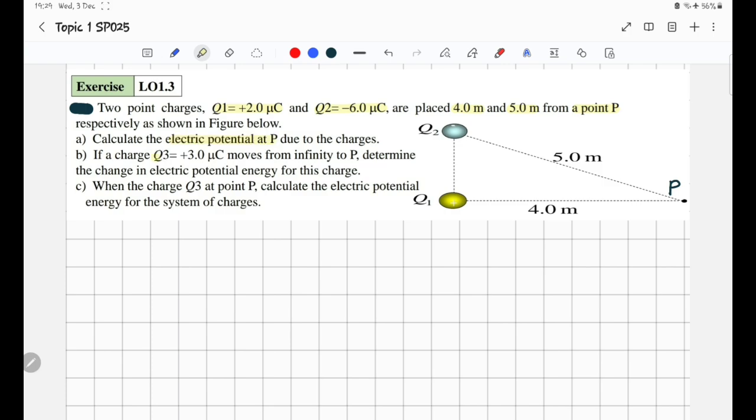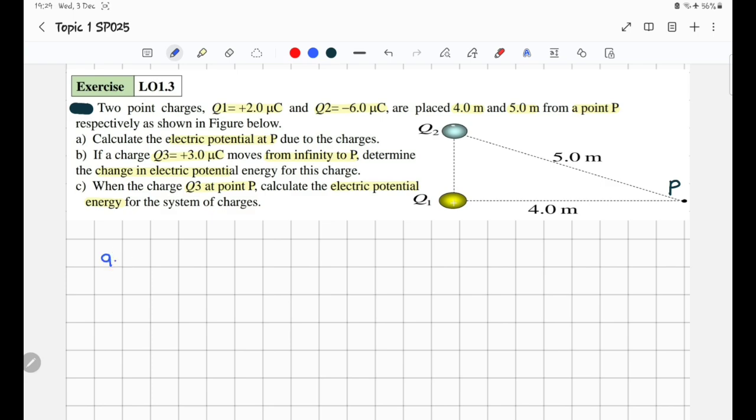B, if there is another third charge of positive 3 microcoulomb that moves from infinity to point P, what would be the change in electric potential for this charge? And when the charge Q3 is at point P, calculate the electric potential energy for the system of charges. Okay, so this question combines the concept of electric potential, the change in electric potential, and also potential energy of a system. So let's solve one by one.